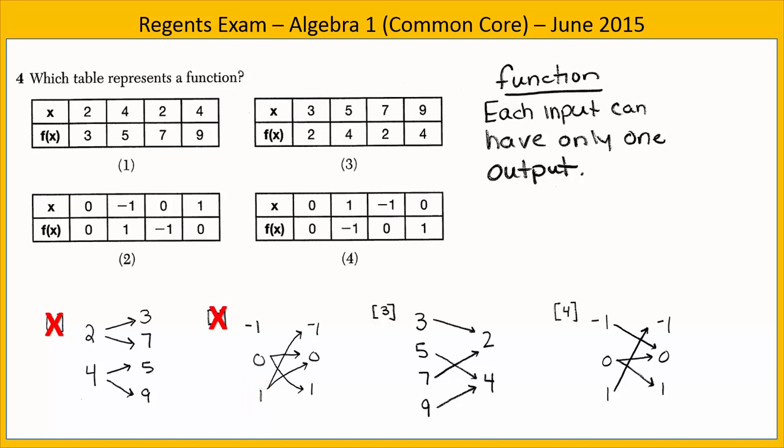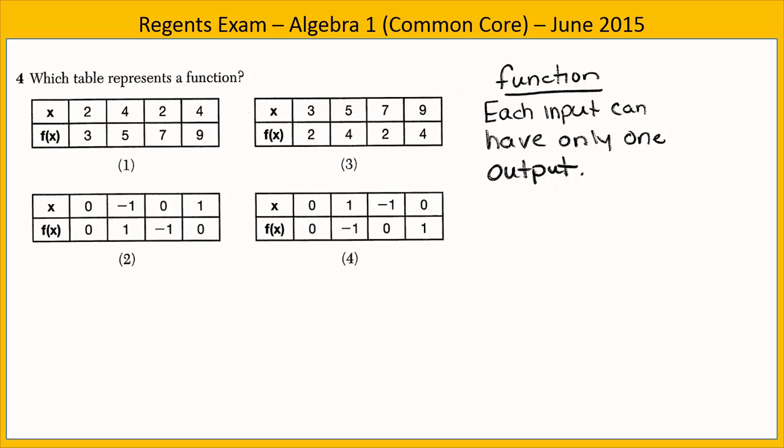In choice 3, notice that each input has one output. 3 produces a 2, 5 produces a 4, 7 produces a 2, 9 produces a 4. A function is completely predictable, and each input here has exactly one output. This is a function. Let's check the 4th choice. We see that the input 0 has 2 different outputs. Choice 4 is not a function. Therefore, choice 3 is our answer.